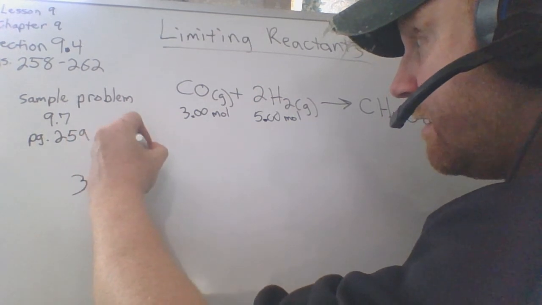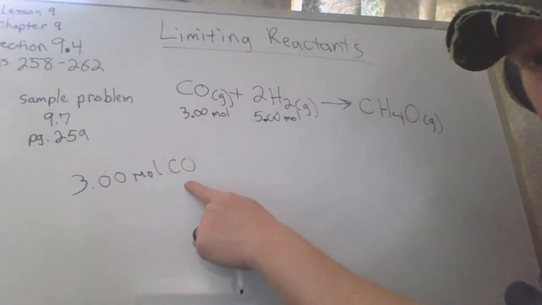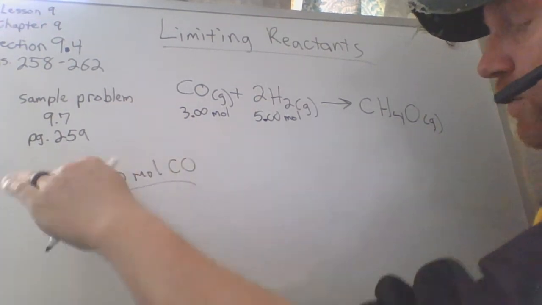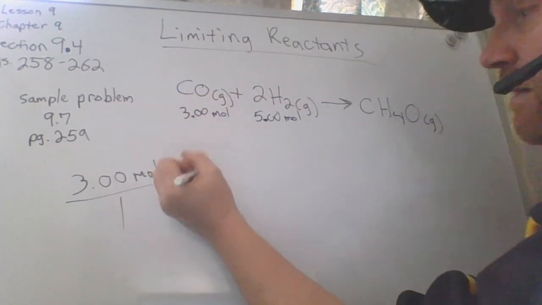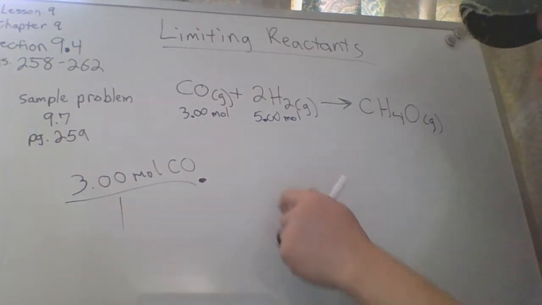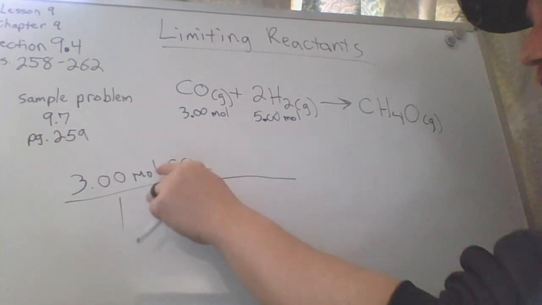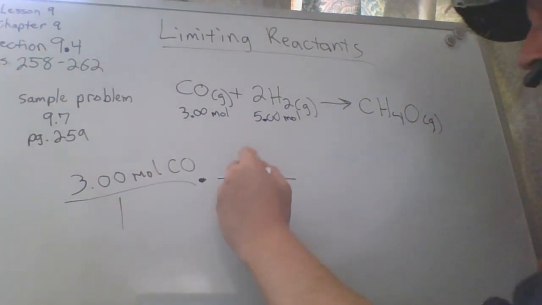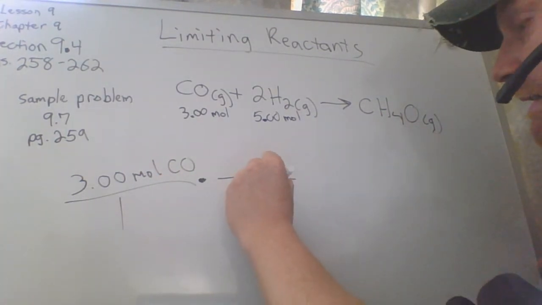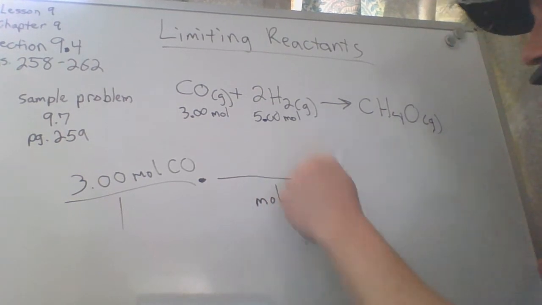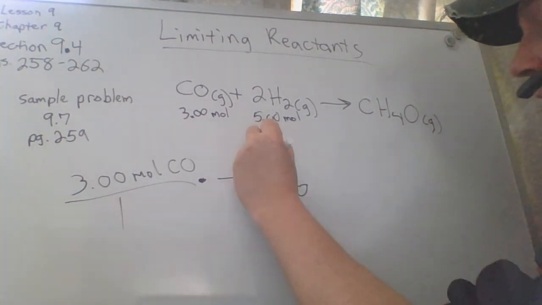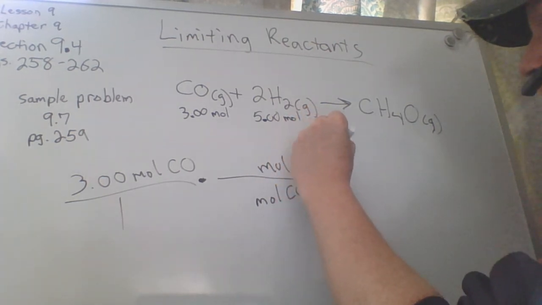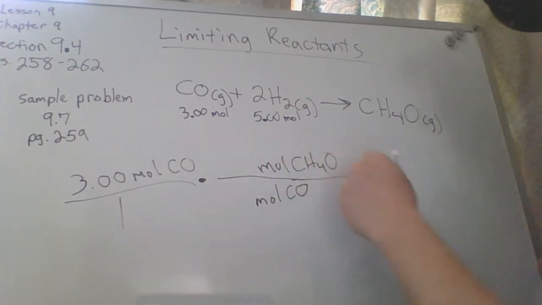3.00 moles of CO. Make sure you label. That's important. I know I'm writing with an upward slant, but I'm trying to make sure everyone can see here. We're going to jump from moles of CO to moles of methanol, CH4O. So I'm going to bring this down so I can cancel out the unit. Moles of CO on the bottom, moles of CH4O. Bring that line over on the top.